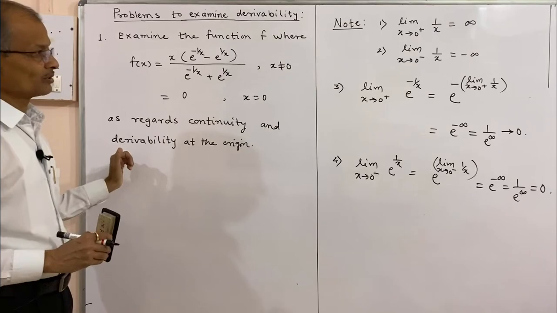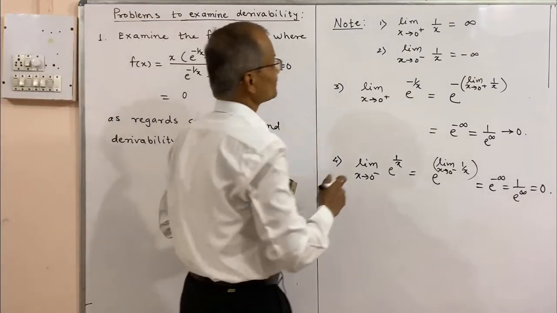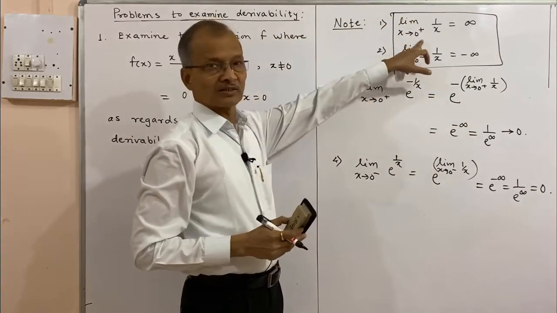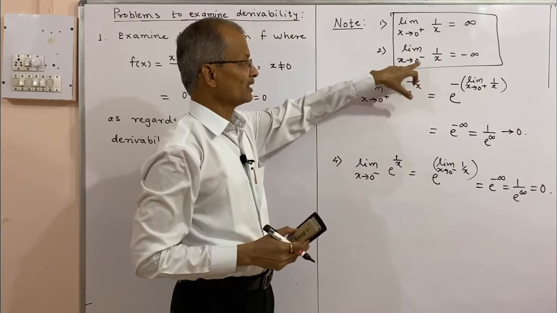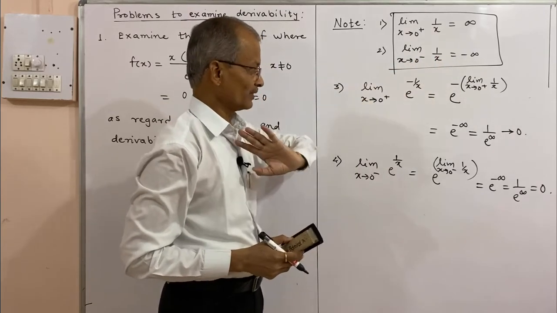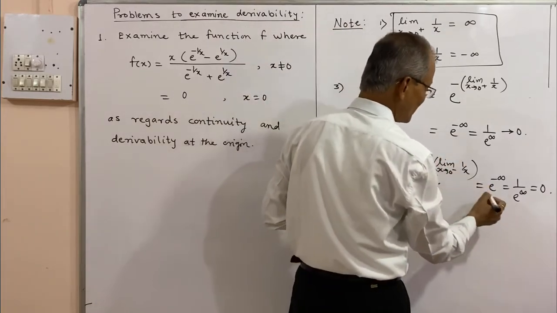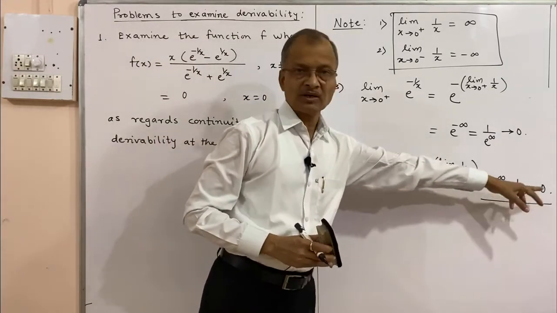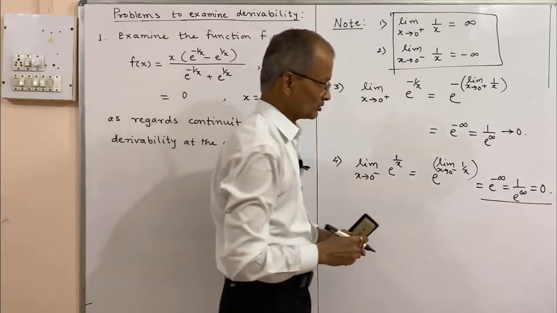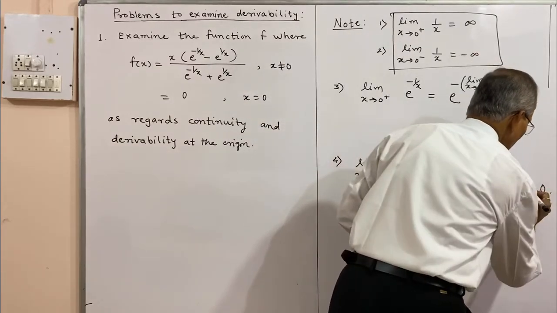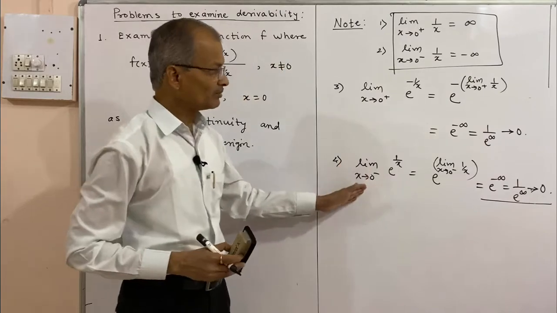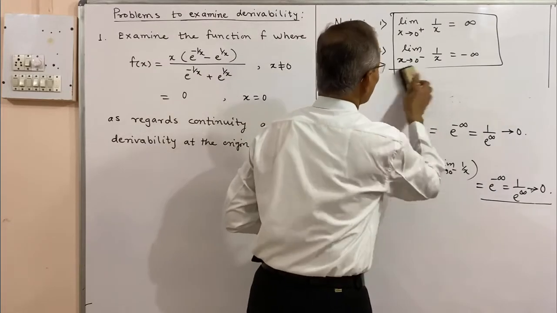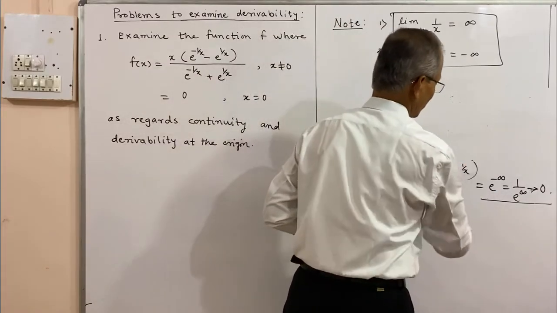Now we shall consider the solution for this problem. We remember this: limit of 1 by x when x tends to 0 from right is infinity, and limit of 1 by x when x tends to 0 from left is minus infinity. This is also to be remembered: e raised to minus infinity is 0, that is 1 upon e raised to infinity, 1 upon a very large number, and actually it tends to 0. So instead of equal to 0, we may write tends to 0. But the limit of this is 0, and the limit of this term is also 0, and that is to be remembered. Now we consider the solution of the problem.